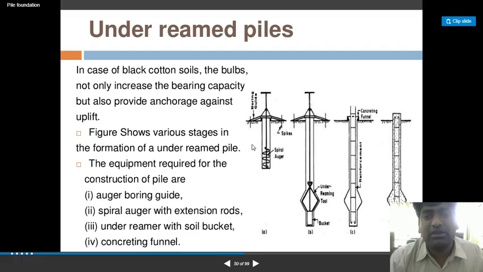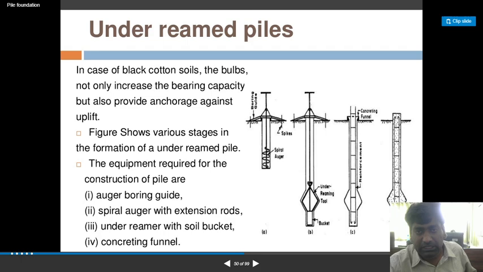So this is a way of doing under-reaming. With the help of under-reaming tools, you can do the under-reaming, and after that, the steel reinforcement is being driven, and a concrete funnel is provided. After that, concreting is being done.